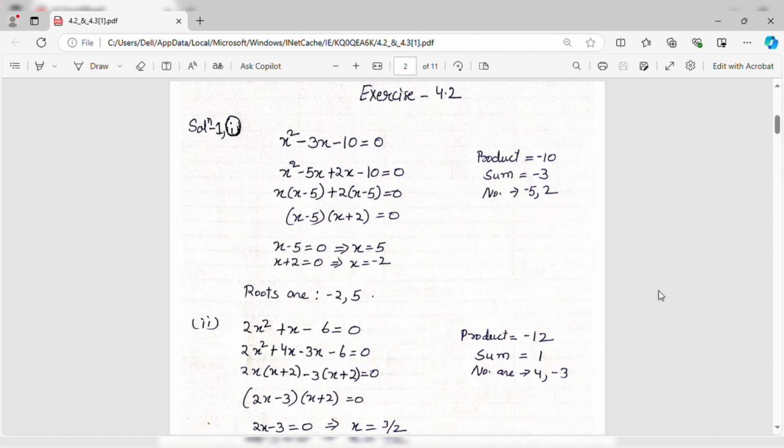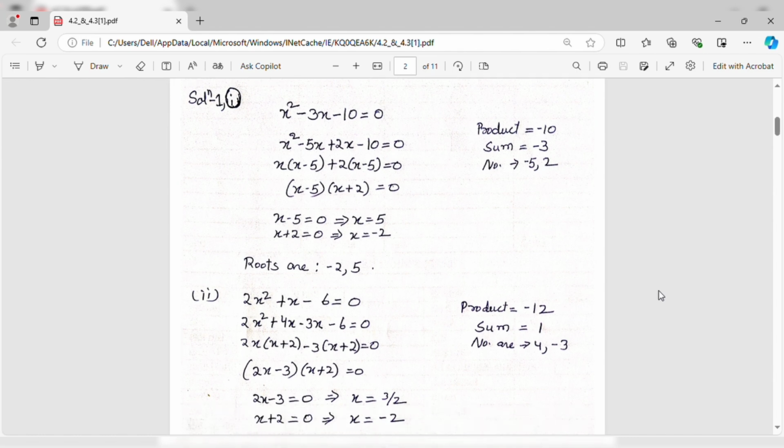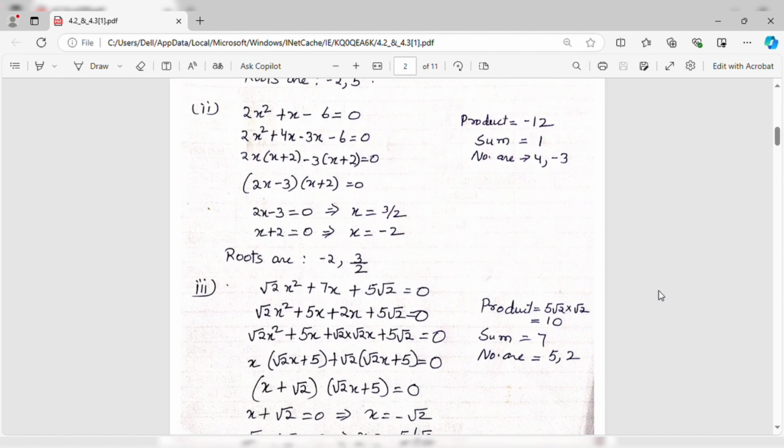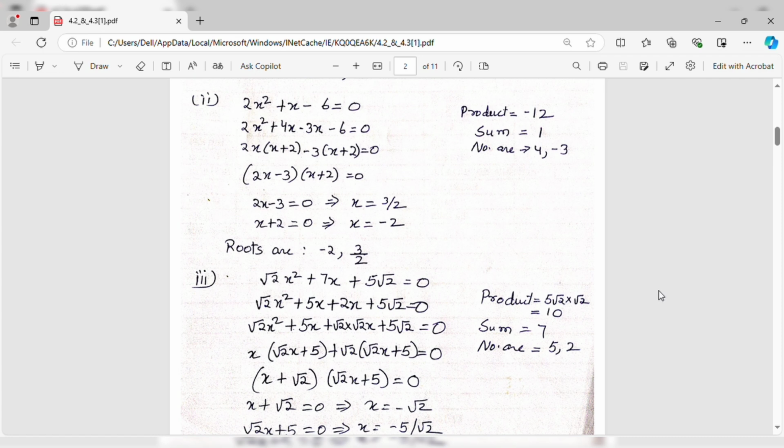Second part is 2x square plus x minus 6 equals 0. Here again we will think of two numbers whose product is minus 12 and sum is 1. So the numbers can be 4 and minus 3, and we will get 2x minus 3 and x plus 2 as factors. From here the roots would be minus 2 and 3 upon 2.